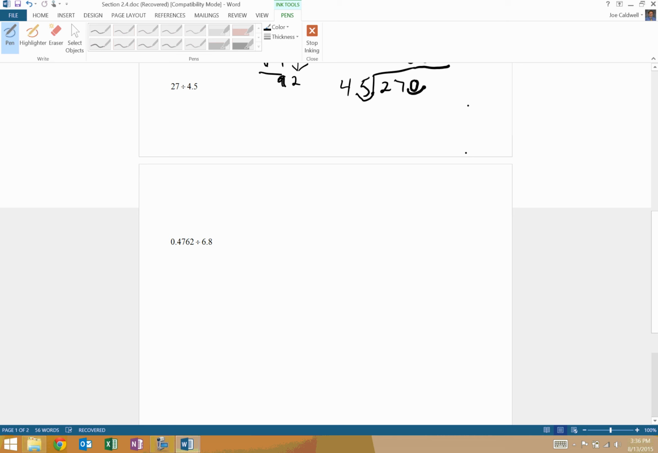Okay, last example. What goes in, what goes out? First number goes in 4, 7, 6, 2. Computer won't freeze. There we go. Okay. 6.8. So again, can't have the decimal. Got to move it once to the right. Okay. If there was 2 decimal places, I'd have to move it twice to the right to get rid of it. Okay. So I got my new decimal. I'm going to bring it up.